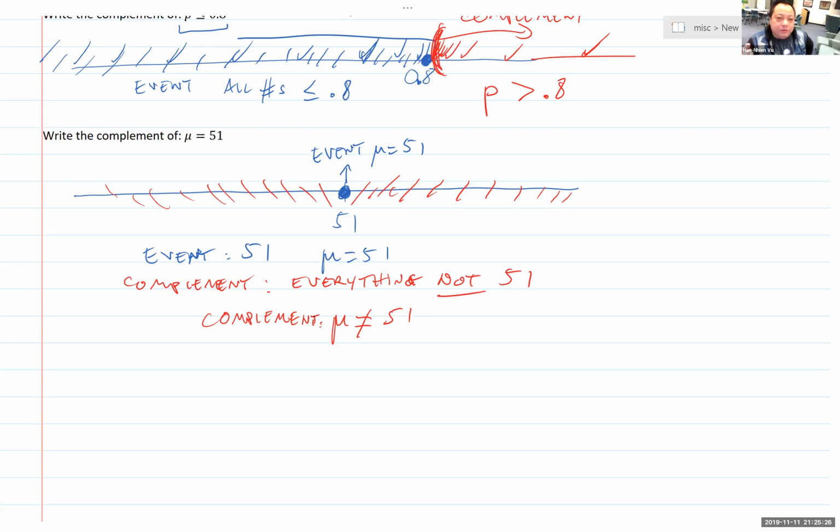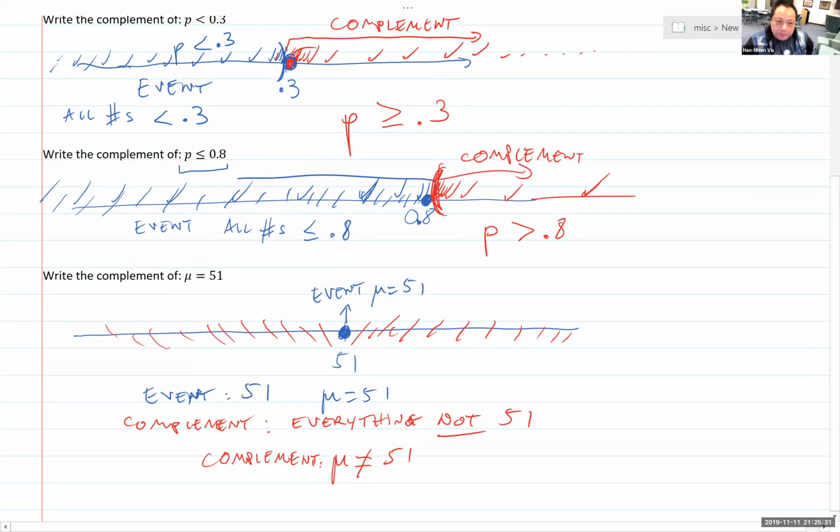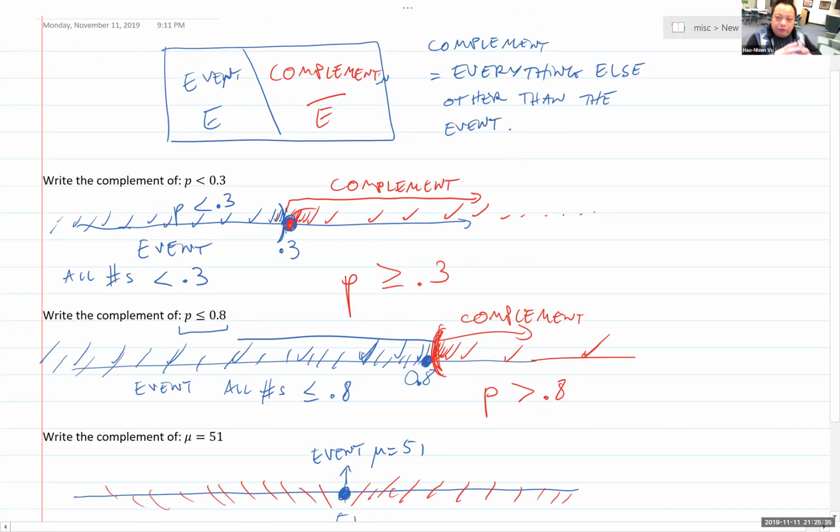One thing I will tell you though, what I said about the number 0.3 here and the number 0.8 there: between the event and the complement, they have to cover everything, right? So let's take the first example, that number 0.3 itself has to belong somewhere. If it's not in the event, it has to be in the complement. And vice versa. In the second example, that number itself, if it's not in the complement, it has to be in the event.